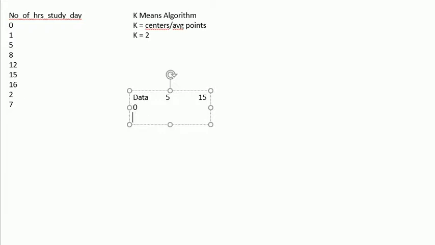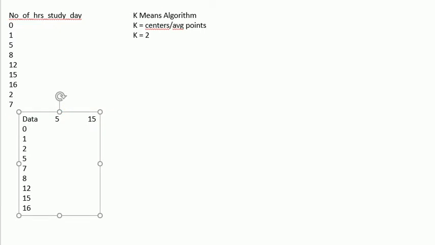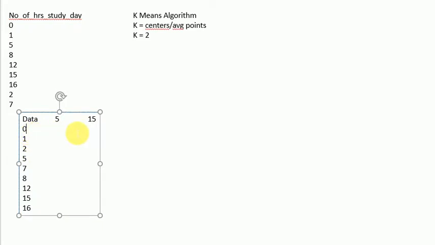So we have 0, 1, followed by 2, then 5, followed by 7 and 8, then we have 12, 15 and 16. So we have arranged the data in a sorted fashion, and now we are trying to calculate the distance of this data from each of the points taken as centers. So we have 5 and 15.